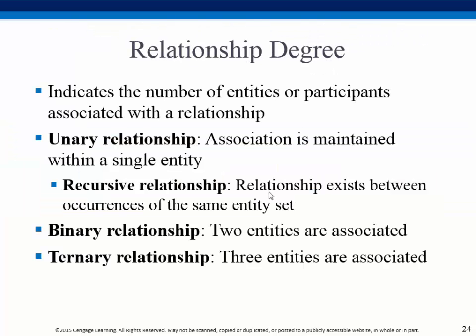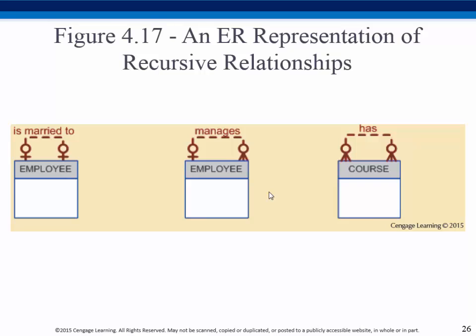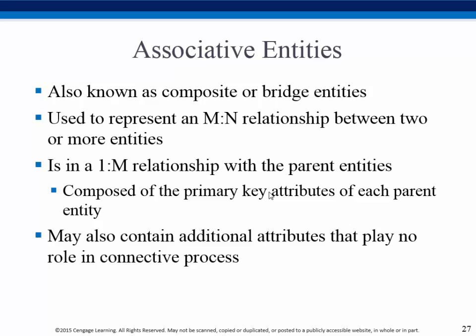Relationship degree indicates the number of entities or participants associated with a relationship. A unary relationship association is maintained within a single entity. A recursive relationship exists between occurrences of the same entity set. In a binary relationship, two entities are associated, and in a ternary, three entities are associated. And here it shows some examples of the types of relationship degree, including a representation of a recursive relationship.